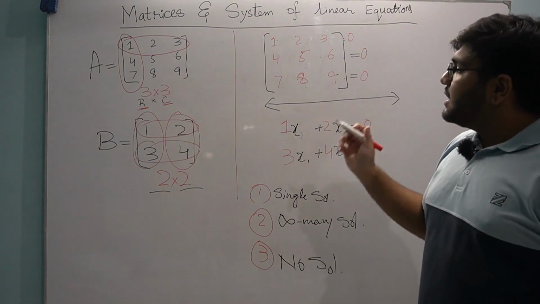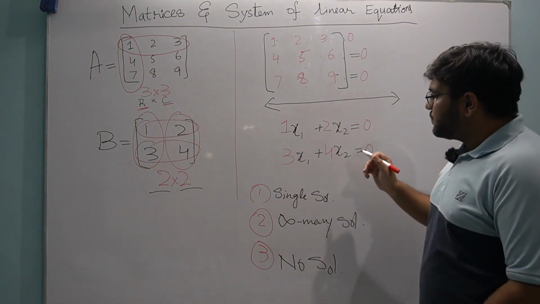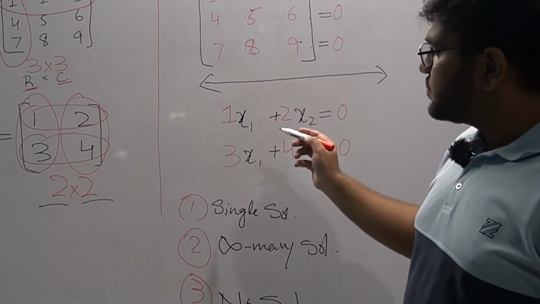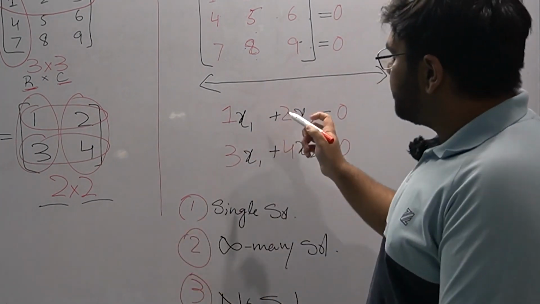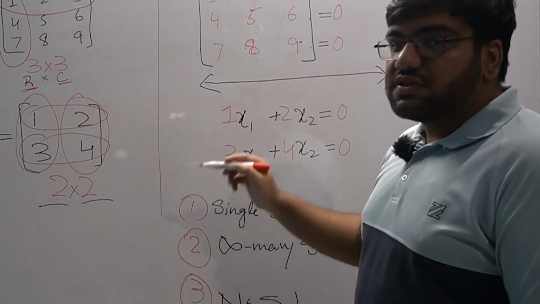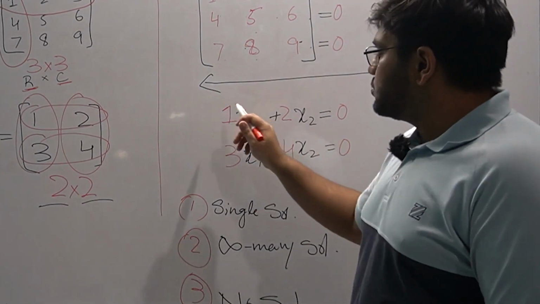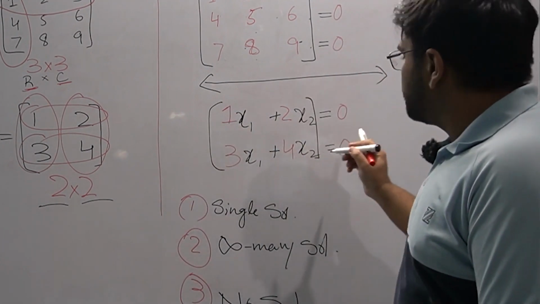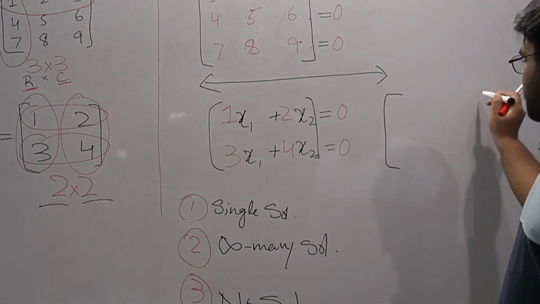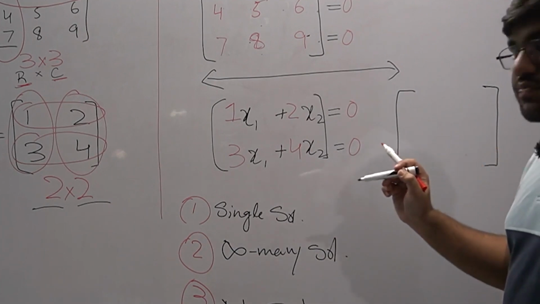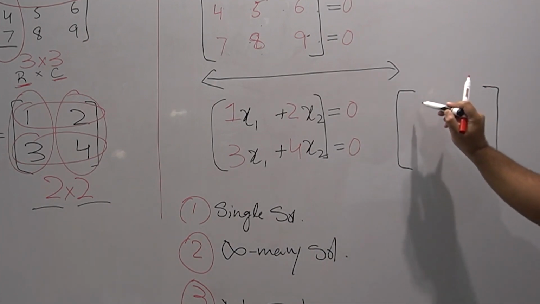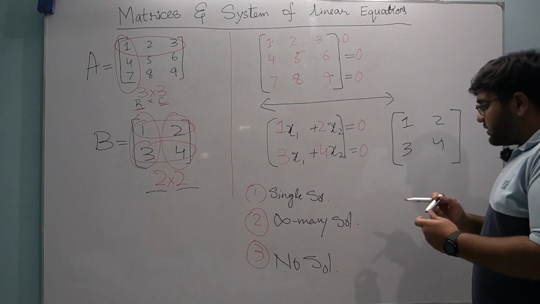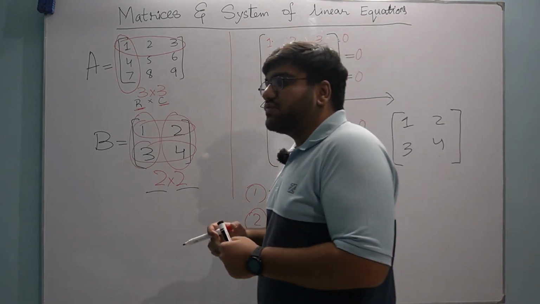Same with the second equation. If you want to make a matrix out of this, just keep the different variables in different columns. Then you would just put a bracket, or you can make a separate matrix for this. So put the values in: 1, 2, 3, 4. So this is your simultaneous equation in the form of matrices.